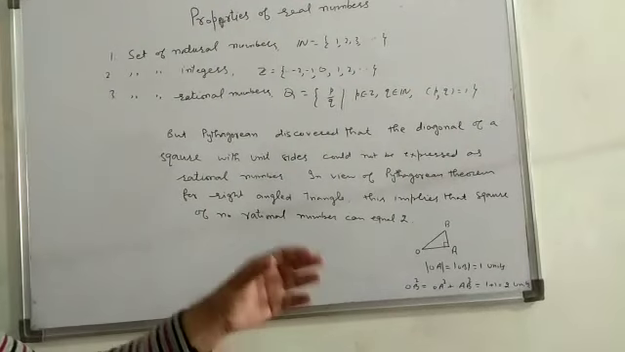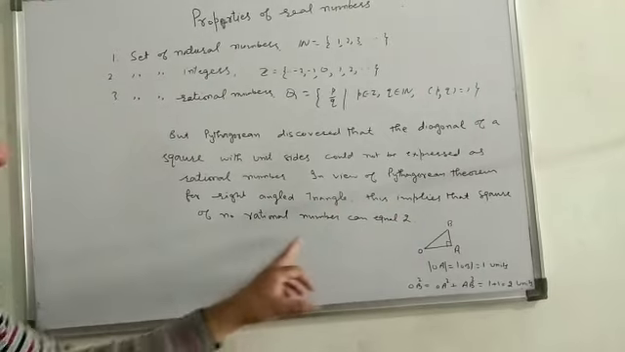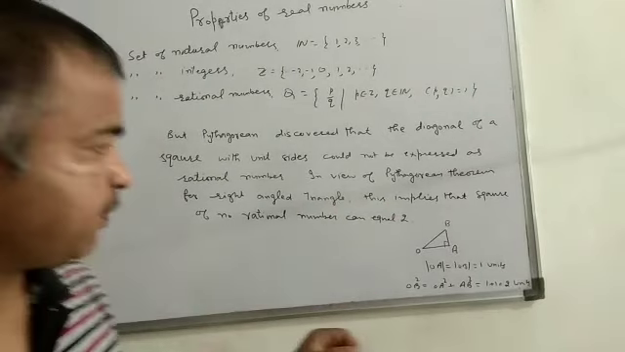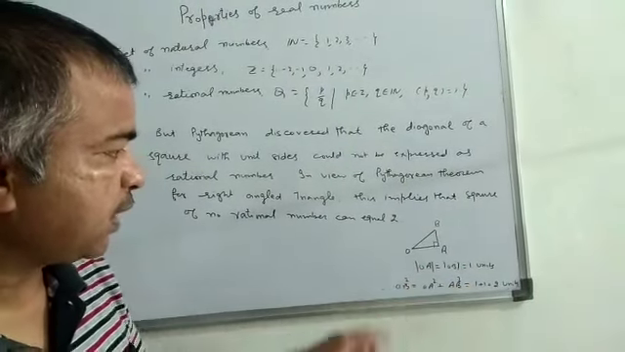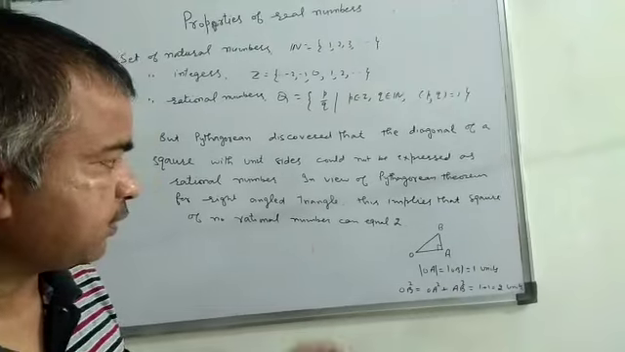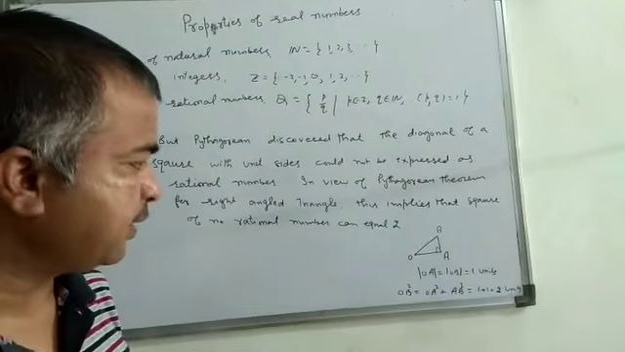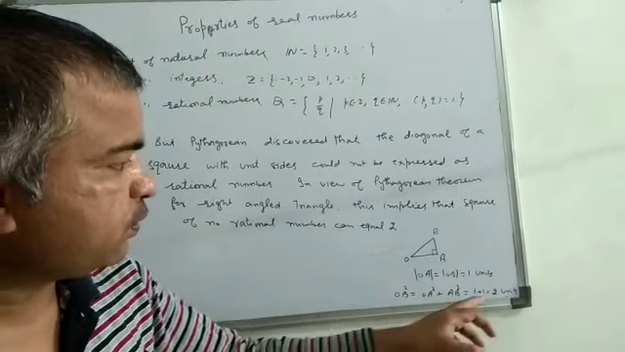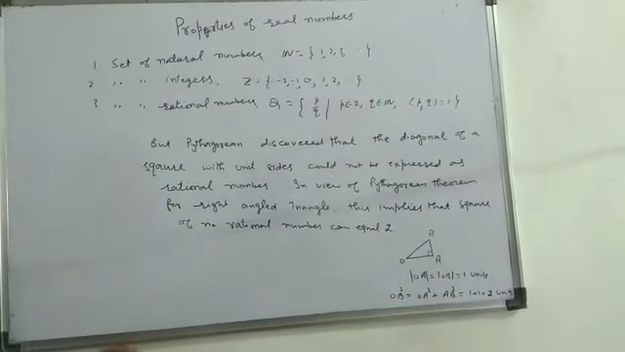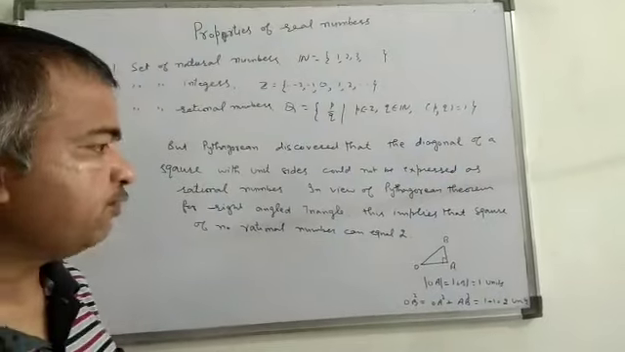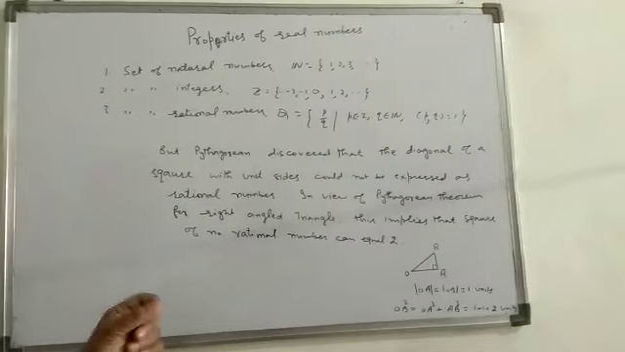In view of the Pythagorean theorem for a right angled triangle, this implies that the square of no rational number can be equal to 2. For example, this is a right angled triangle OAB with OA and OB as unit sides. Applying the Pythagorean theorem, which states that the square of the hypotenuse is equal to the sum of the squares of the other two sides of the right angled triangle, we get OB square equal to 2 units. It means OB is equal to under root 2. So there are numbers in the system which are not rational numbers. Such numbers are called irrational numbers.